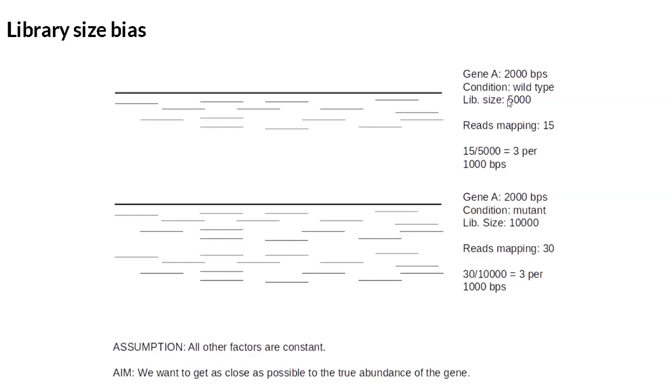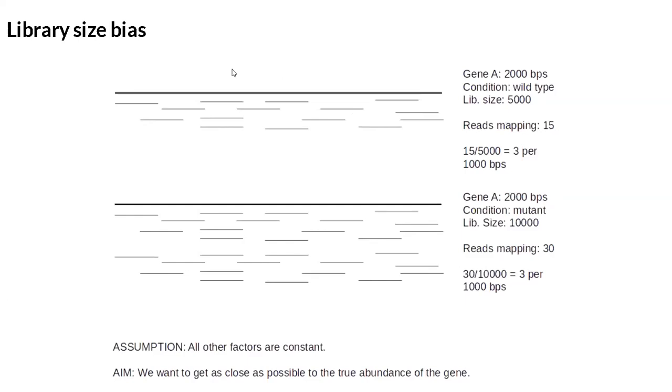So when we say library size of 5,000, it is a cumulative of the reads mapping to every position in the genome, not just gene A, but gene B, gene C, and so on and so forth. Out of these 5,000, you have just 15 reads mapping to gene A in this condition and 30 reads mapping to gene A in the mutant condition. Is that clear? Yeah.